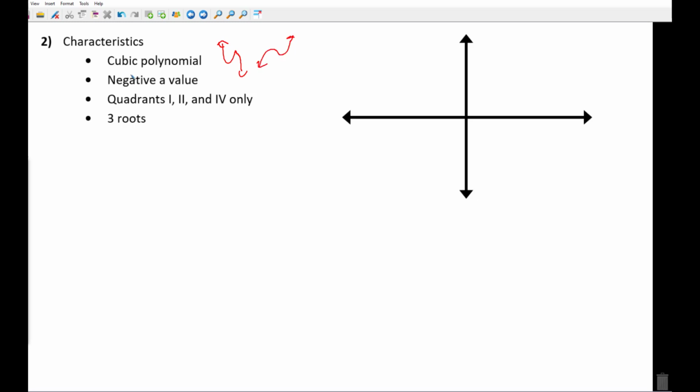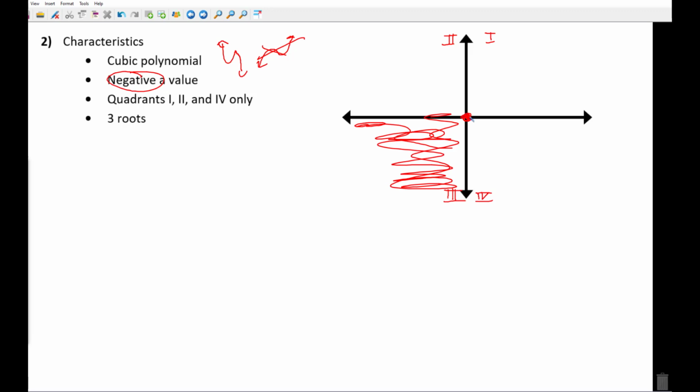So cubic polynomials, again, that same idea. They can go up or down. If it has a negative a value, that means that we're going to go down. Sorry, I thought for a minute I did the other one. And it says I'm only going through quadrants 1, 2, and 4. So remember that this is quadrant 1, this is quadrant 2, quadrant 3, and quadrant 4. That means I'm not using this quadrant, so I can't have any x-intercepts on this side.